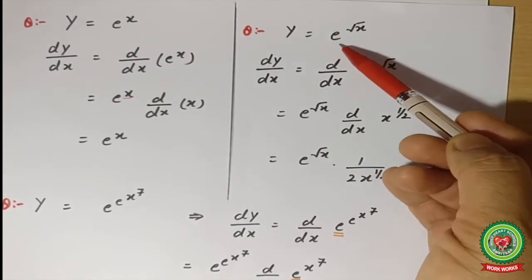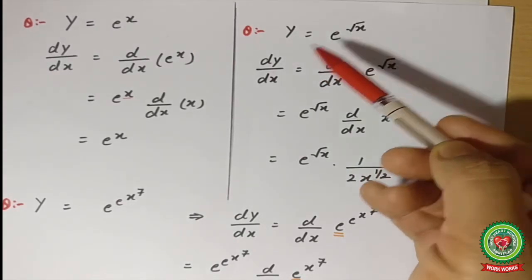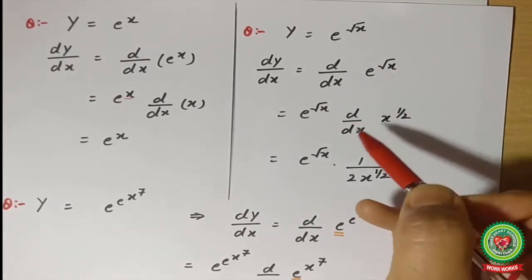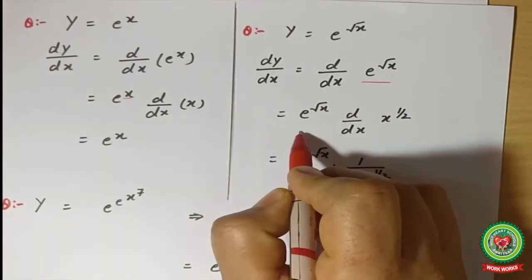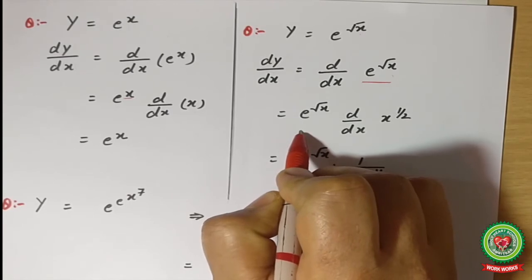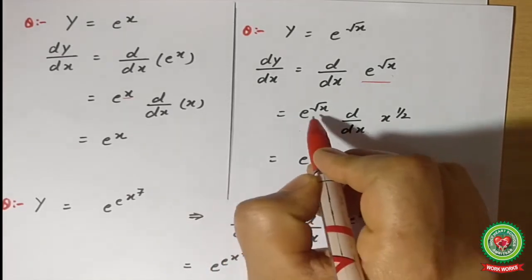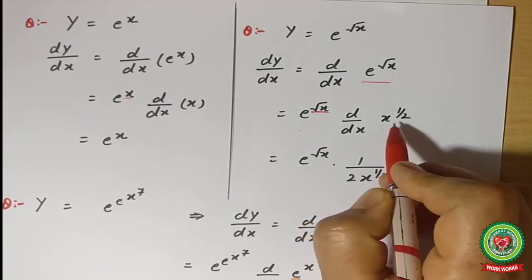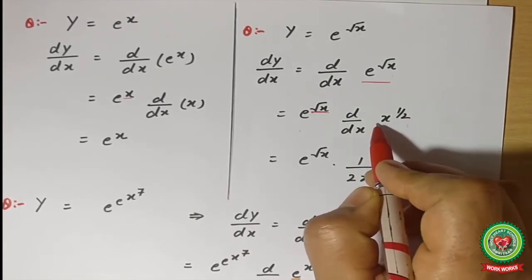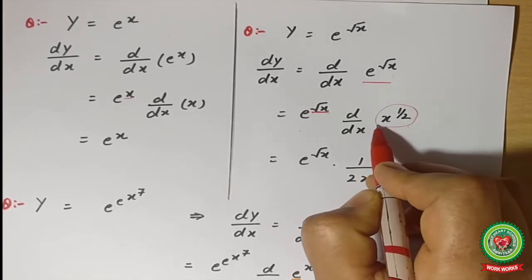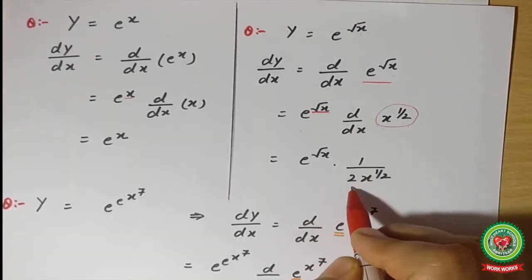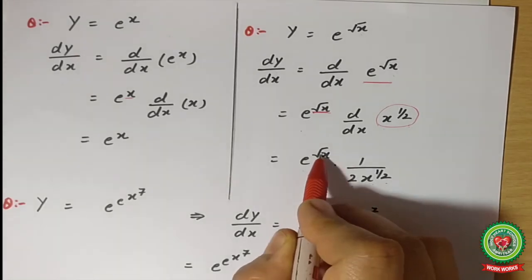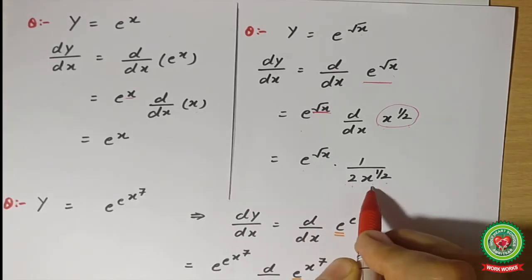Same, I am taking one more example. y is equal to e raised to power under root x. dy upon dx, ddx of this term. Now we will write this full term as it is, full e raised to power under root x. Then ddx of this function, under root x. Under root x is written as x raised to power 1 by 2. Now we will solve x raised to power 1 by 2. We have already discussed it: 1 by 2 x raised to power 1 by 2. Now the answer is e raised to power under root x into 1 by 2 x raised to power 1 by 2.